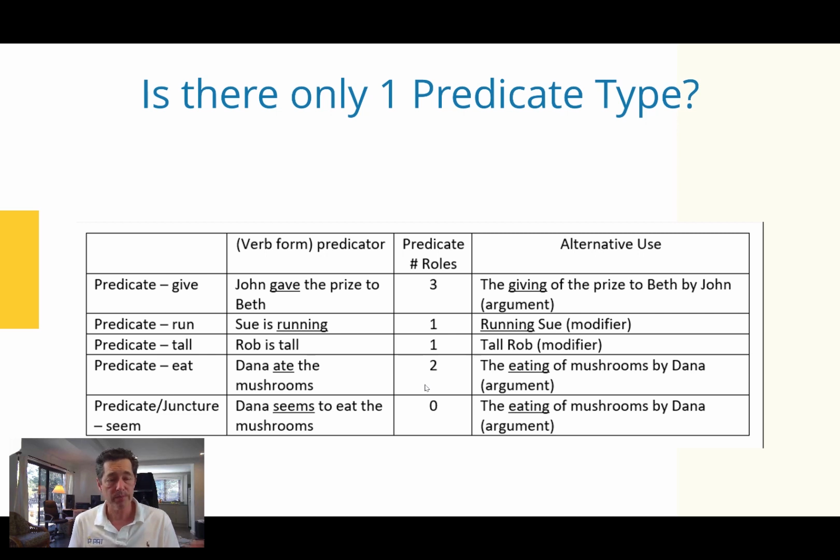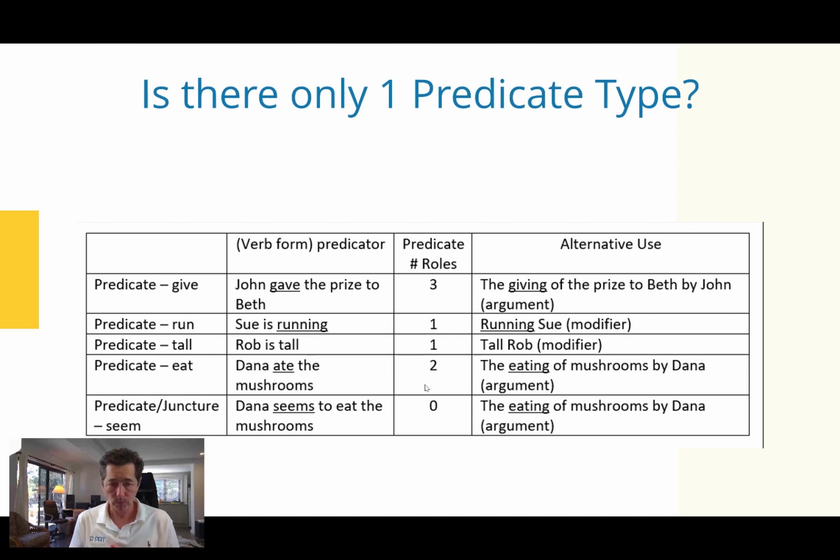But if we just look at roles to make the point, the predicate give, as in that sentence, John gave the prize to Beth. There's three different roles there. There's John, who's the one doing the giving. There's the prize, which is the thing being given. And the third argument is to Beth, the person who's receiving that particular prize. So that's the concept of three roles, and it's the meaning-based element of that role that we care about. It doesn't matter how you come about those in terms of the syntax, but bottom line, there's three roles there.